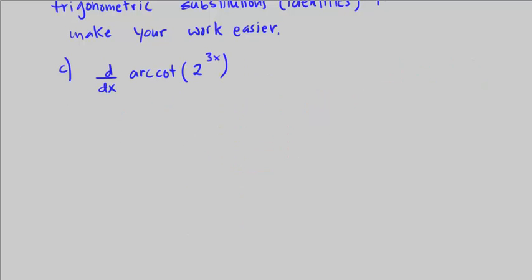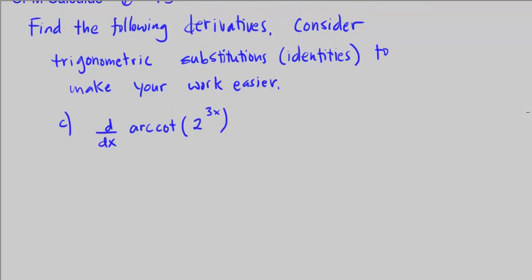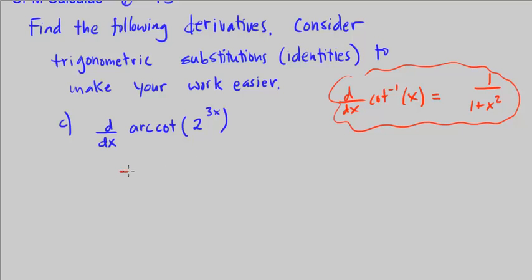Finally, in part C. Okay, so in part C, we're asked to find the derivative of arc cotangent. We have to remember that the derivative of our arc cotangent with respect to x is equal to 1 over 1 plus x squared. Okay, so that's just to help us. So when we do this, remember we're going to be 1 over 1 plus x squared, but x is what's here in parentheses. So it's 2 to the 3x power squared, right?